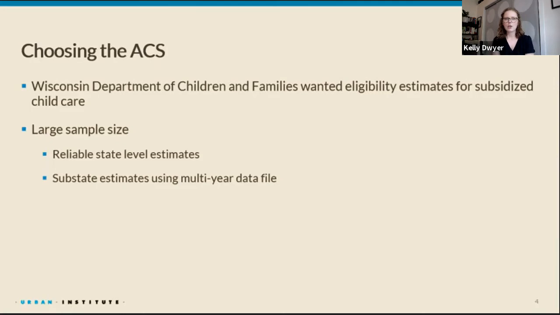So we knew that for this analysis, we would want to use the ACS to be able to provide the best, most accurate state level and sub-state level estimates of eligibility for their subsidized childcare program. We chose the ACS primarily due to the large sample size and reliable state level estimates, and knowing that we could get a multi-year data file that can produce reliable sub-state level estimates was also very important in our decision.